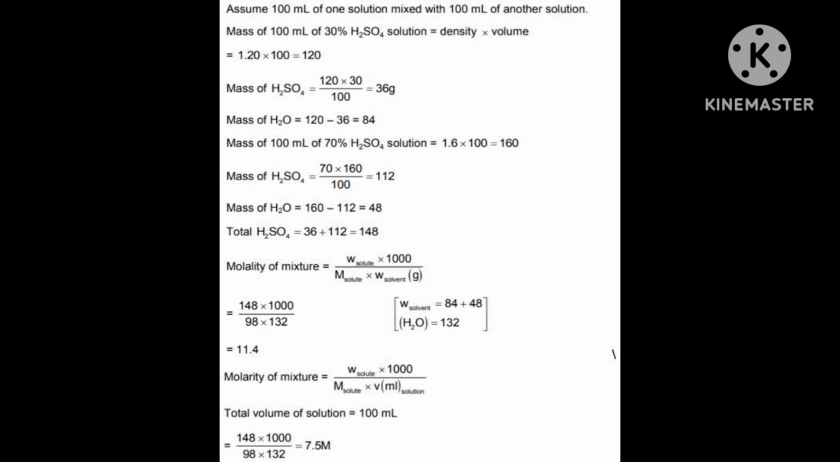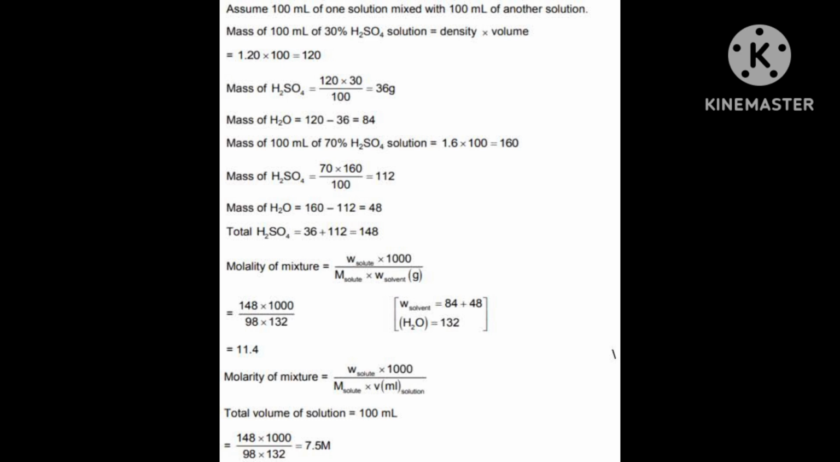The formula you know: moles divided by liter. First convert 5 gram NaOH into moles. NaOH has molecular mass 40, so 5 divided by 40 gives 0.125 mole. That is the number of moles of NaOH, and this number of moles is dissolved in 450 ml.